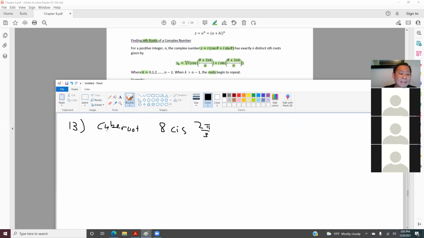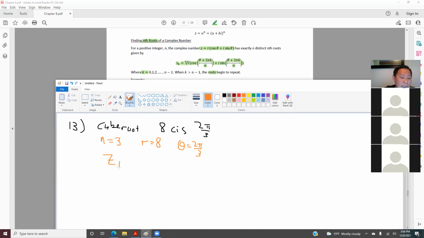Since they're asking you for cube root, in this case your n will be 3. So nth root, cube root, n will be 3. Your r in this case will be 8. Your theta in this case is 2 pi over 3 because this is in radian. So we're gonna use this formula. If you use degrees, then make sure you change your 2 pi to become 360k. So we just plug in this formula here.